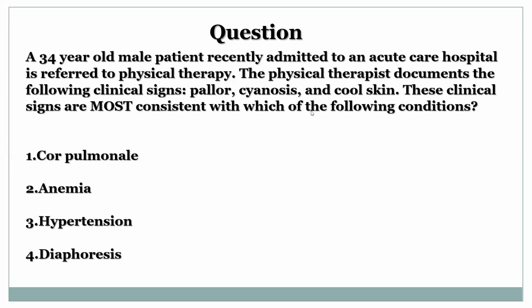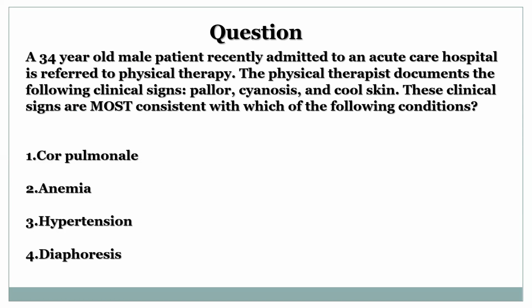So the question for today says: a 34-year-old male patient recently admitted to an acute care hospital is referred to physical therapy. The physical therapist documents the following clinical signs: pallor, cyanosis, and cool skin. These clinical signs are most consistent with which of the following conditions? And we have four options here: cor pulmonale, anemia, hypertension, and diaphoresis.